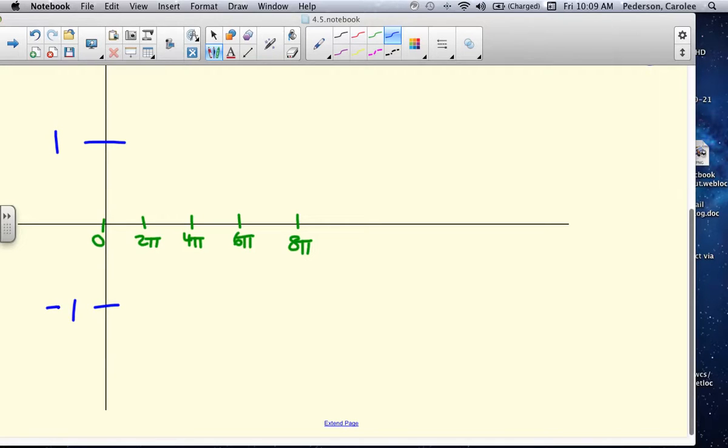Okay. Now, there was that reflection. So instead of it starting at the top of the amplitude, it's going to start at the bottom. Now, where's it going to go next? Where's the pattern going? 2 pi, 0. 4 pi, 1. 6 pi, 0. 8 pi, -1, back to where it started.